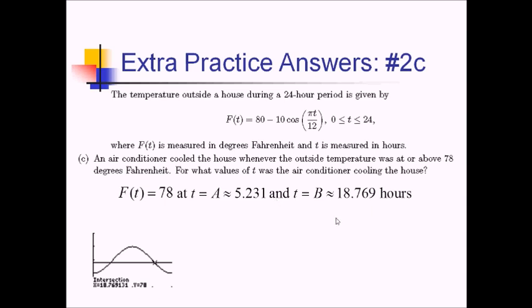All right, now. So for this part of the problem, we just wanted to know when the air conditioner was cooling the house. We observe that f of t is greater than or equal to 78 on the interval from A to B. And this is really nice because I don't have to rewrite these numbers now. So that means my conclusion then is that the air conditioner is cooling our house on that interval.